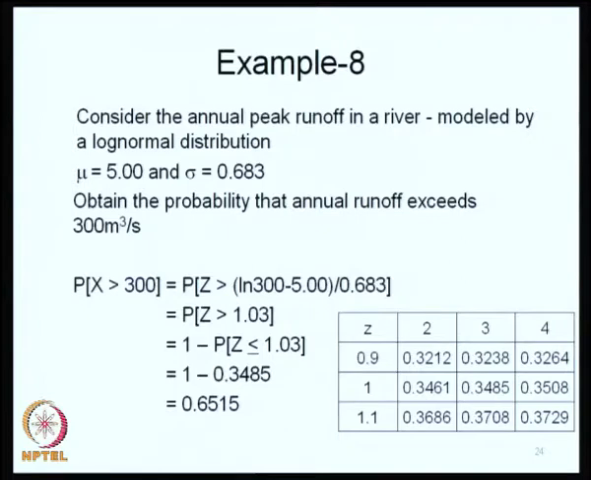Let us consider one example now. Let us say you are talking about the annual peak runoff in a river. This is modeled by a log normal distribution. It has a mean of, I am sorry, 5.00 and a standard deviation of 0.683. So, we want the probability that the annual runoff exceeds 300 meter cube per second. So, we are interested in probability of x being greater than 300. So, we are interested in getting probability of z being greater than log 300 minus 5.